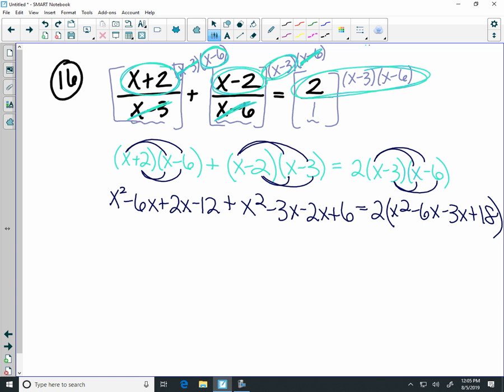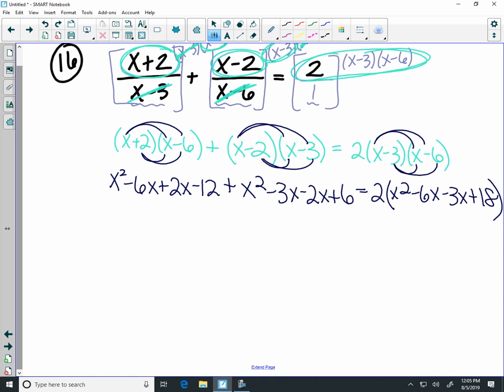Ooh, double distribute all over the place. Okay, now we're going to combine our like terms. So our like terms here, I have x squared and another x squared. Our x's from left to right here, I have negative 4x minus 3, negative 7, minus 2, negative 9. And then I have negative 12 plus 6 is negative 6.